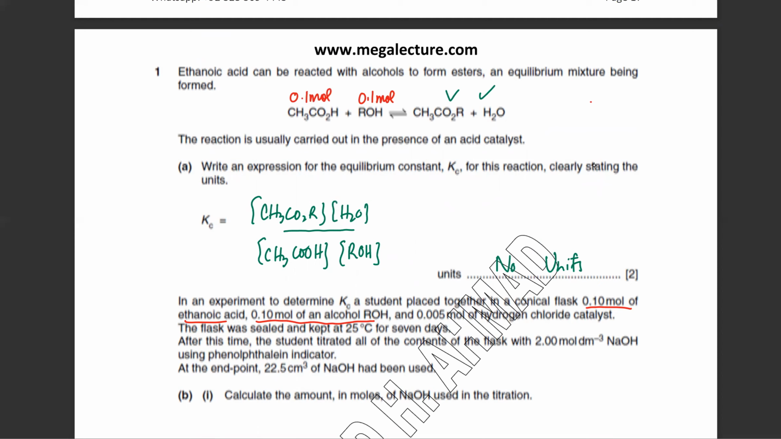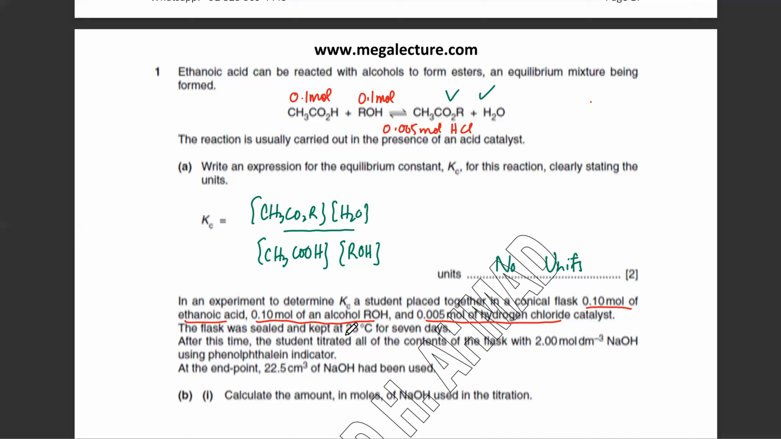And he also added a catalyst to it, which is 0.0005 moles. Now the catalyst has nothing to do with the equilibrium. Remember, a catalyst remains unchanged. The catalyst is not doing anything in the reaction, it's just speeding up the reaction. Catalyst does not affect the equilibrium position. So even at the end, it's going to be 0.0005 moles.